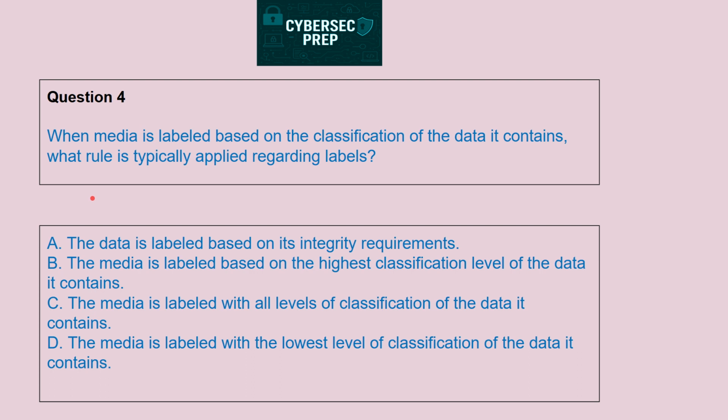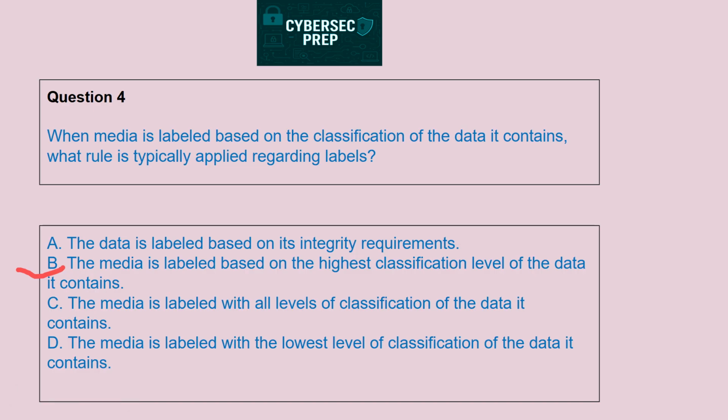So please read out all the options and then choose the right option. I hope for now you have paused the video and selected the right option. So the right option for this question would be option number B, which is the media is labeled based on the highest classification level of the data it contains. Why? Because media is typically labeled with the highest classification.